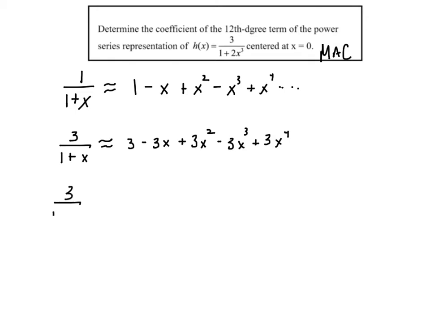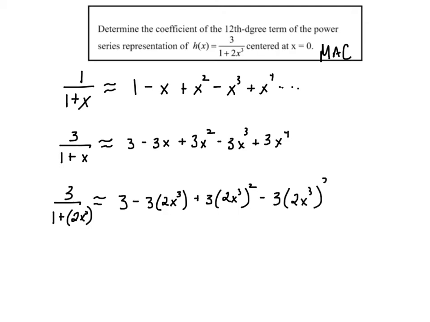Well then, instead of x, if I put in a 2x cubed, well, that means every time I see an x, I'm going to write a 2x cubed. Now let's start simplifying this a little bit. So this is 3. This is 6x cubed. Now remember here we're going to have 2 squared, so it's going to be 4 times 3, so it's going to be 12x to the 6th.